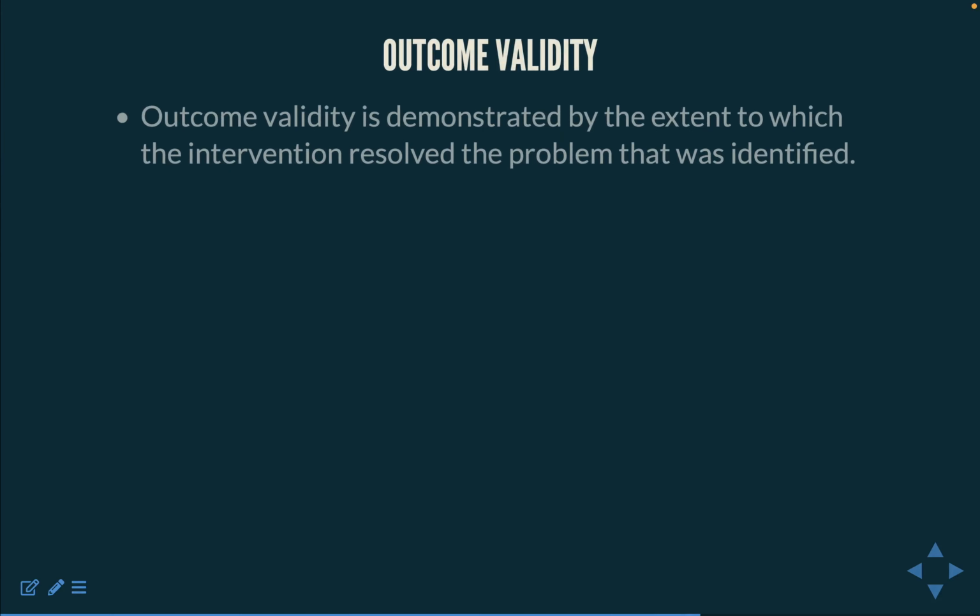Outcome validity is demonstrated by the extent to which the intervention resolved the problem that was identified. This judgment is based on the quality of the data on which the action was planned and the evaluation of the action after implementation.